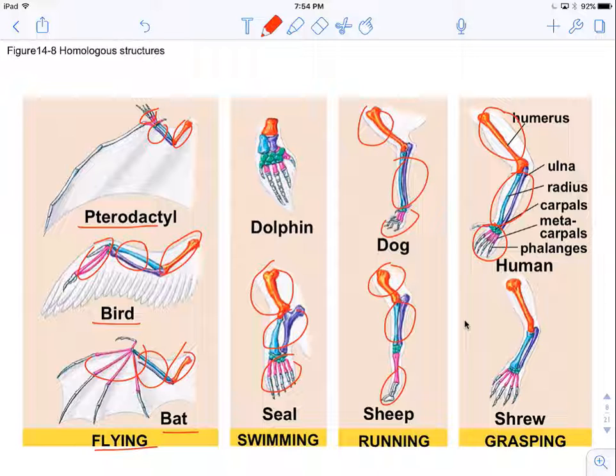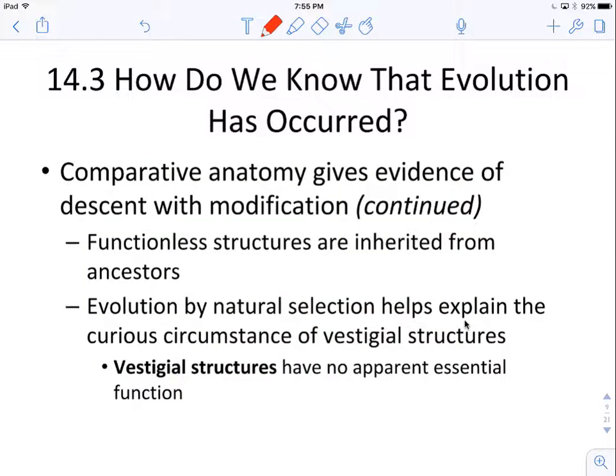So we all came from a common ancestor who had this structure in the forelimb. And then as we started using them for different things based on living in different environments, the air, the water, the land, the structure of the forelimb changed because of their different functions. But the bones of it, the base of it, is still all the same. And those are homologous structures.